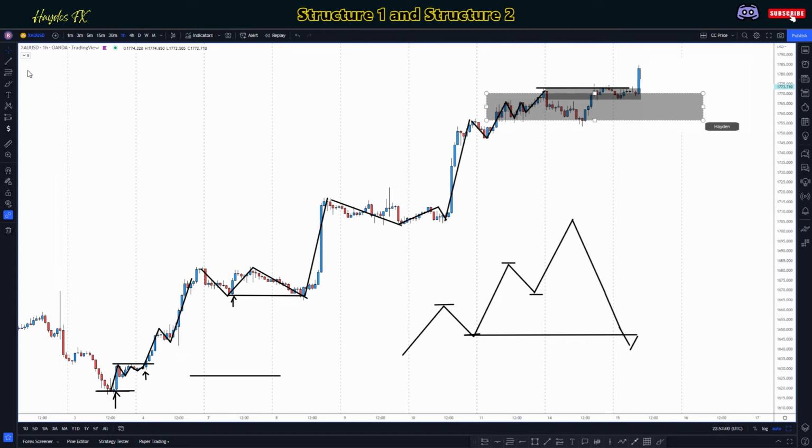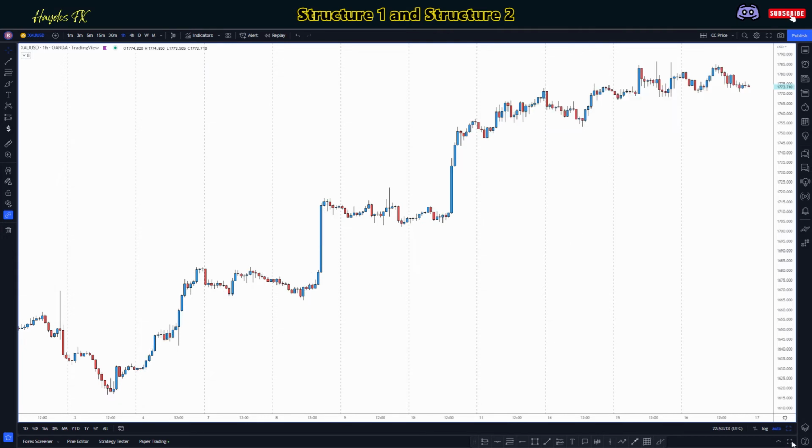Something maybe that's happening over here to the left. Maybe something's happening like monthly, weekly. But we can see that something's starting to slow down. Until that second structure is broken, I am maintaining a bullish bias. Let me just remove this. Now we're just ranging after here.